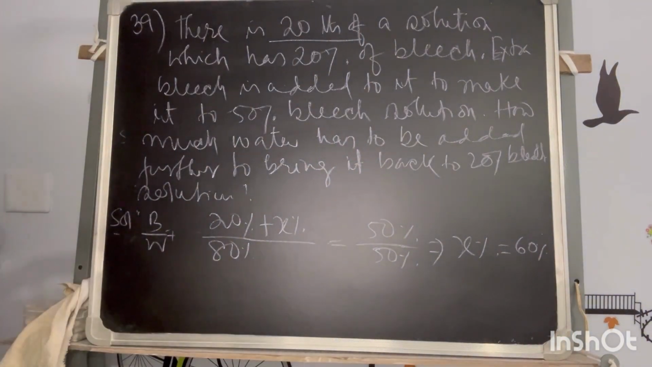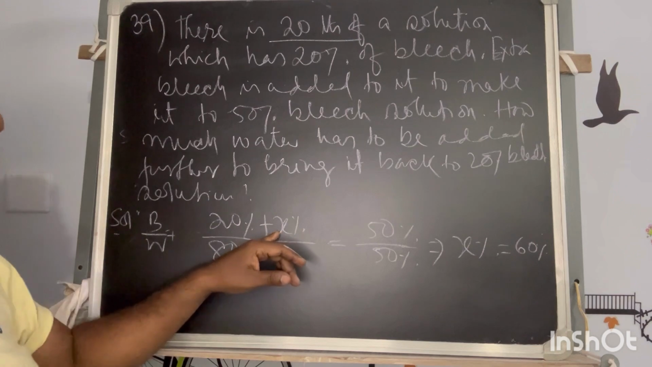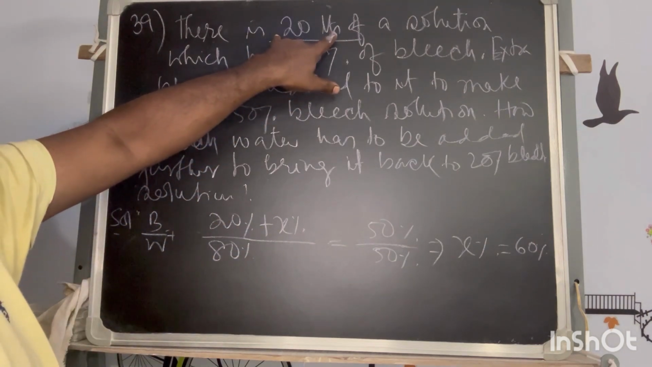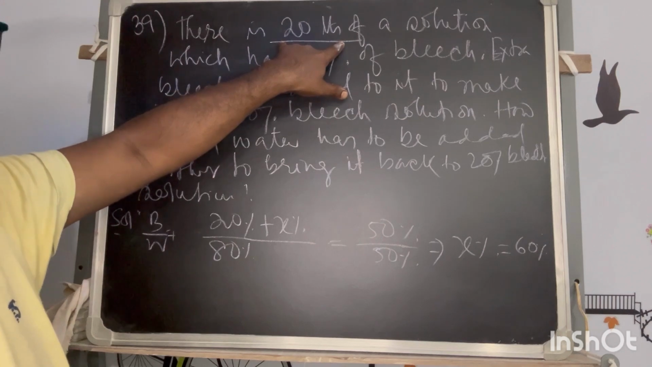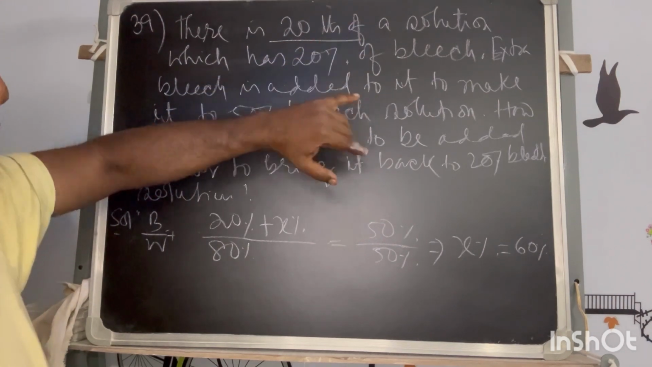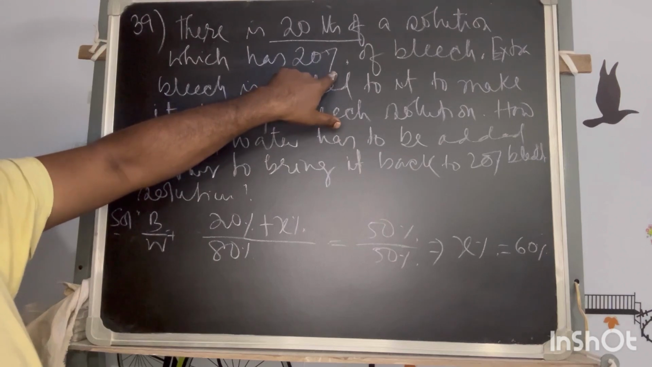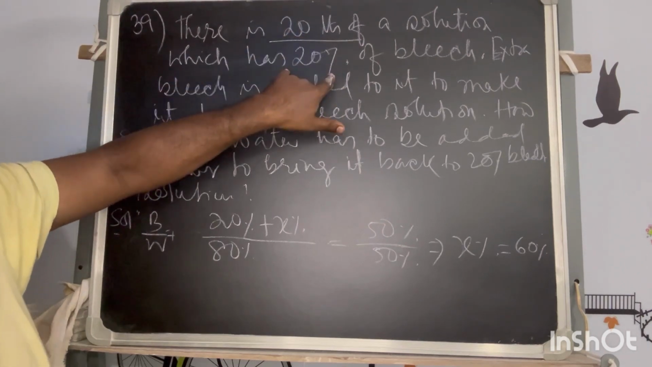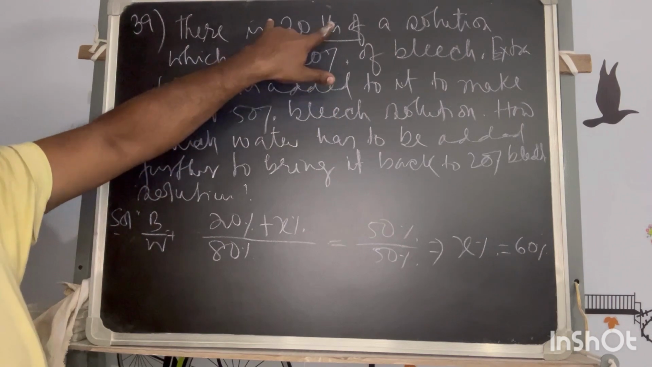So once I add this bleach, the total solution is 20 liters, and all the initial percentages before the bleach was added are based on the amount of solution available. 20% of this, 80% of this.